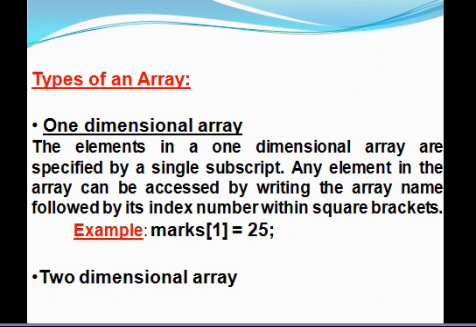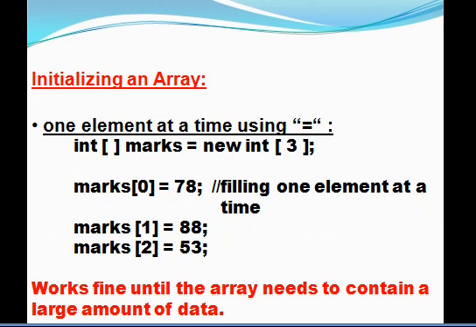Any element in the array can be accessed by writing the array name followed by its index number within the square brackets. So like I said, every element in the array can be accessed by the index number for it. The index number ranges from 0 to the total number of elements minus 1. So here as an example, marks 1 is equal to 25. That means at index number 1, the value stored in the array marks is 25.